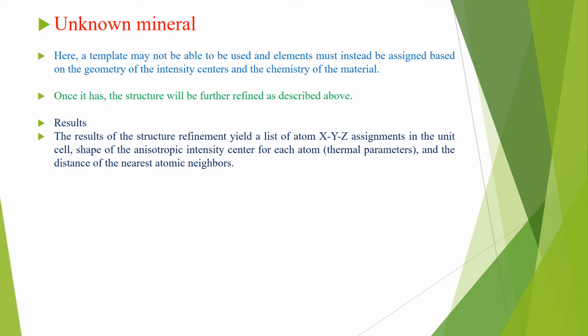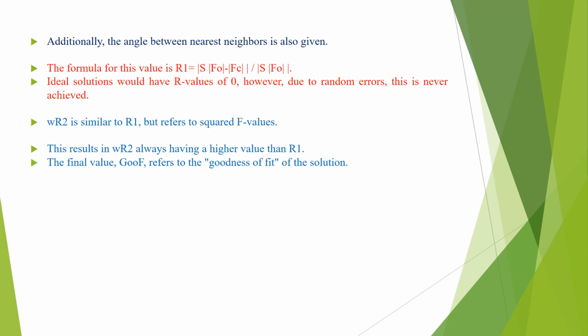And now moving on towards the results. The result of the structure refinement yields a list of atom X, Y, Z assignments in the unit cell, shapes of the anisotropic intensity center for each atom, thermal parameters, and the distance of the nearest atomic neighbors. Additionally, the angle between nearest neighbors is also given. Quality of the solution is assessed by the values of R1, wR2, and GOOF.